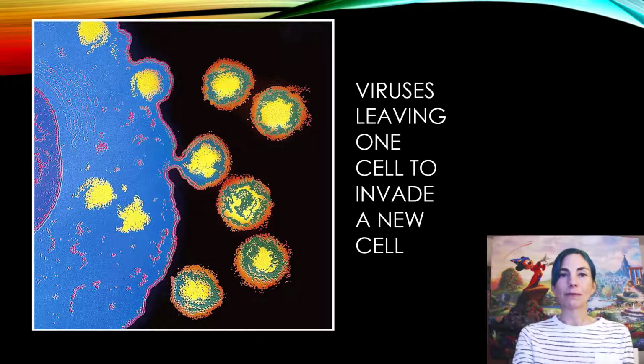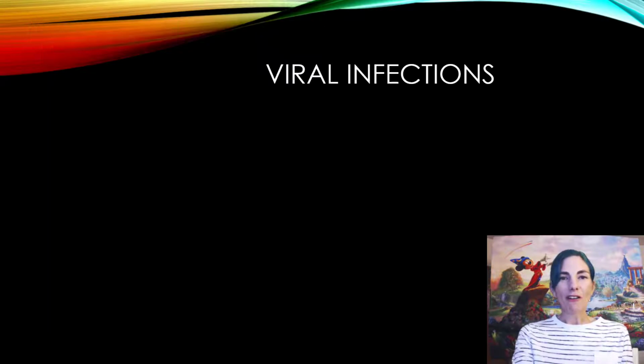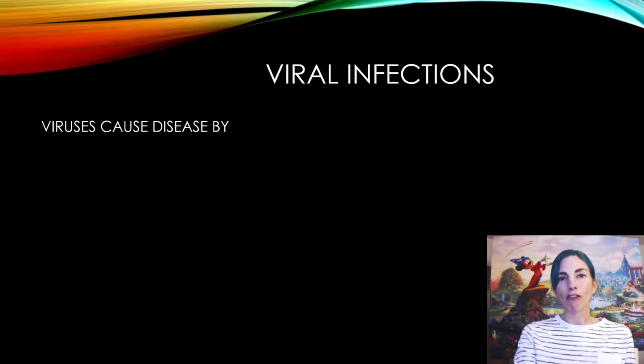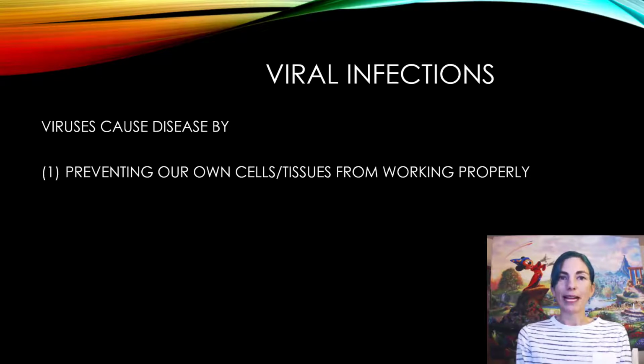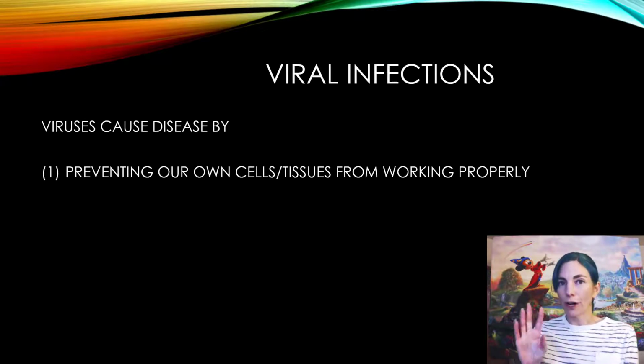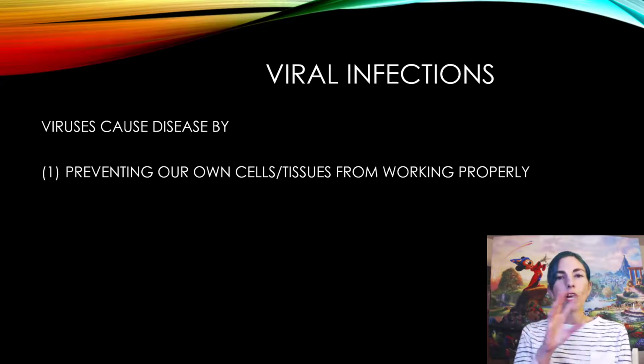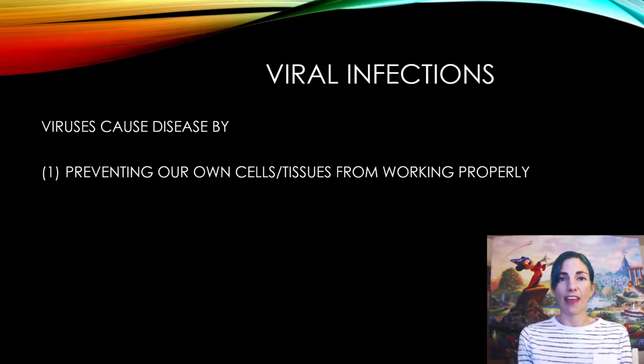So where do the symptoms of disease come from when you are infected with viruses? Well, viruses don't secrete toxins like bacteria do. So the symptoms of disease are a little bit different. In general, viral disease produces symptoms by one of two mechanisms. And again, these are not mutually exclusive. You can have both of them. One of them is by preventing our own cells and tissues from working properly. And again, because that cell or tissue is now working for the virus and no longer for you, you can lose the function of that cell.